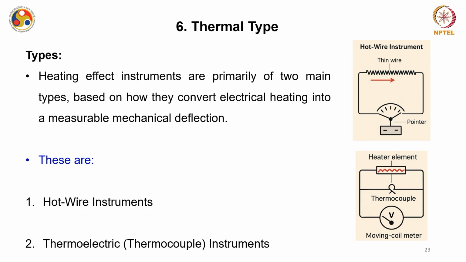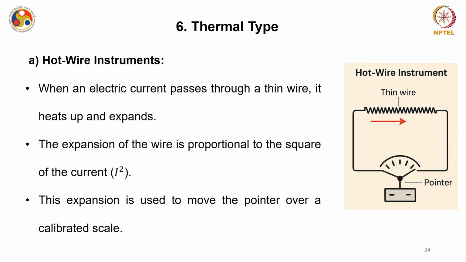Okay. So the heating effect instruments are primarily of two main types, based on how they convert electrical heating into a measurable mechanical deflection. Based on the operating principle, you have two different types of thermal analog meters. One is the hot wire instrument and the second is the thermoelectric instrument, which is also known as thermocouple instruments. We will discuss the working principle and other things of these instruments in more detail. Right now we are only discussing their principle of operation.